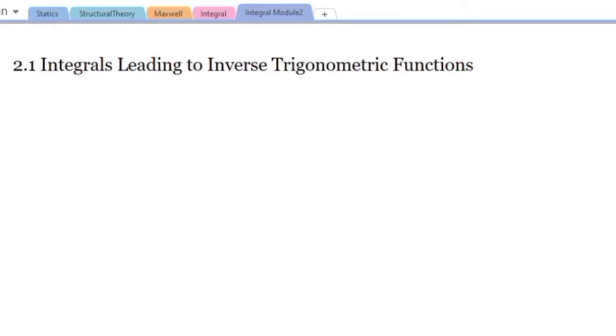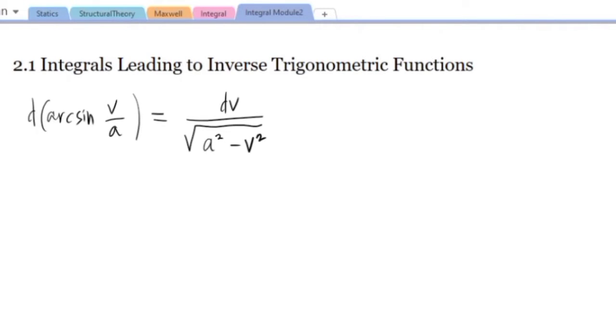Topic 2.1, Integrals leading to inverse trigonometric functions. From our differential calculus, we have the derivative of arcsine of v over a is equal to dv over the square root of a squared minus v squared.